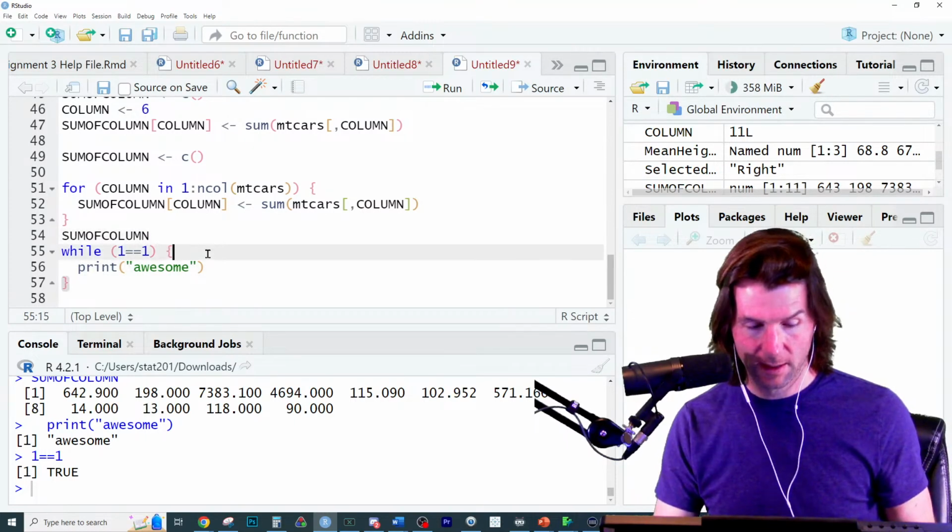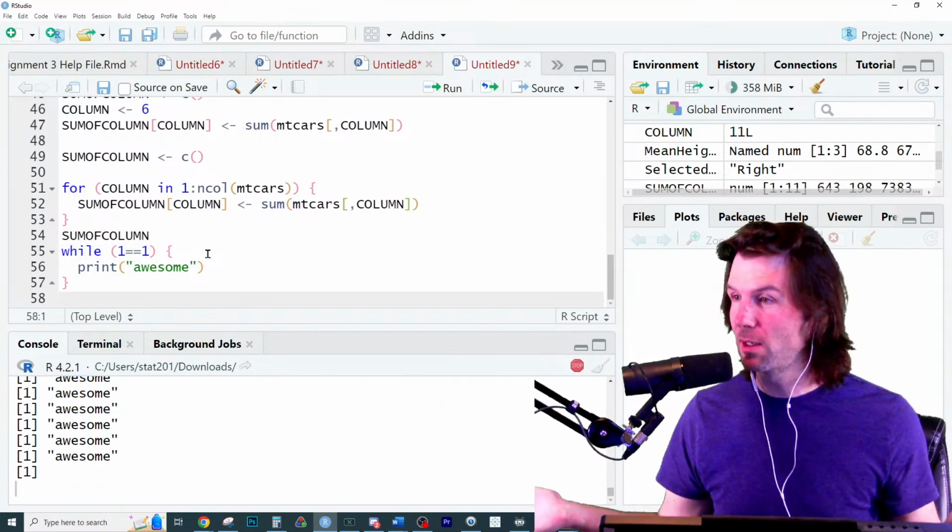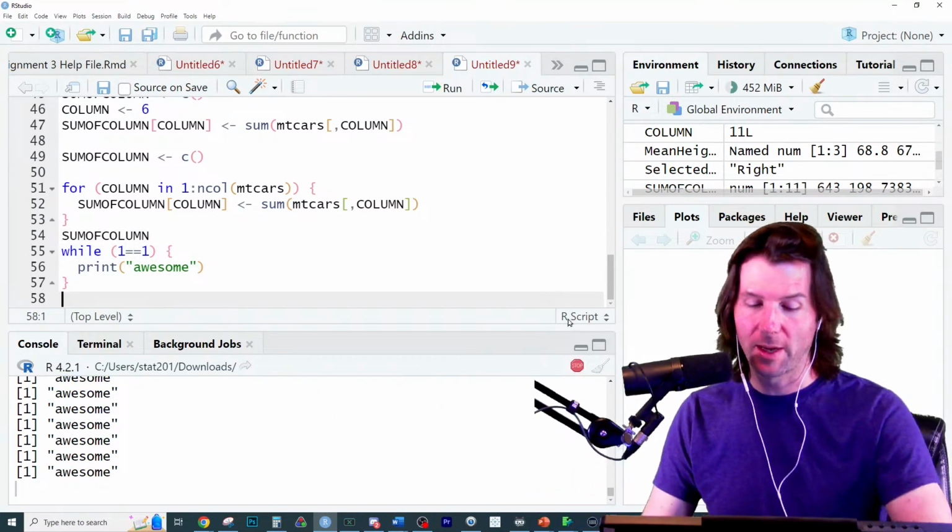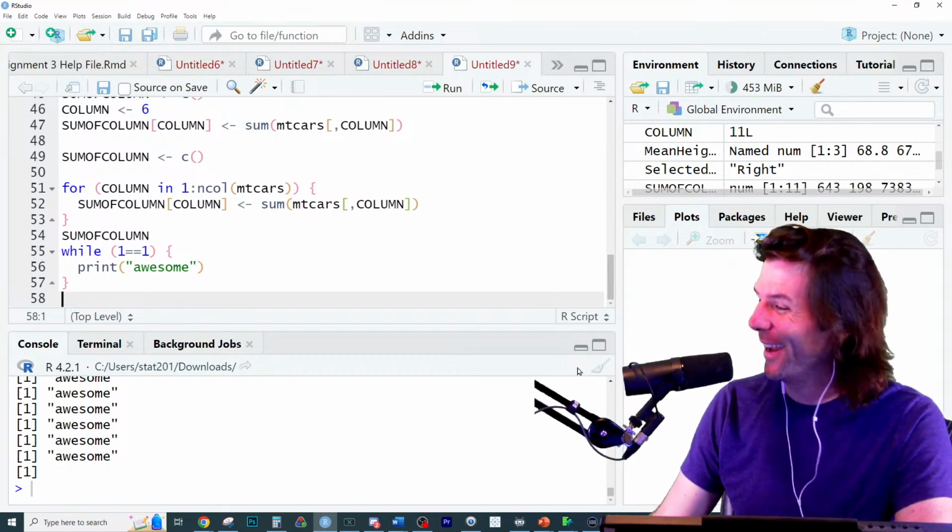They might have done that. There, okay, why did it not do, oh, I just probably printed awesome. Okay, it's an infinite loop.